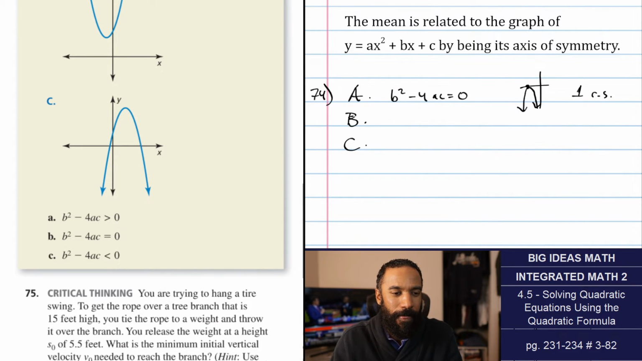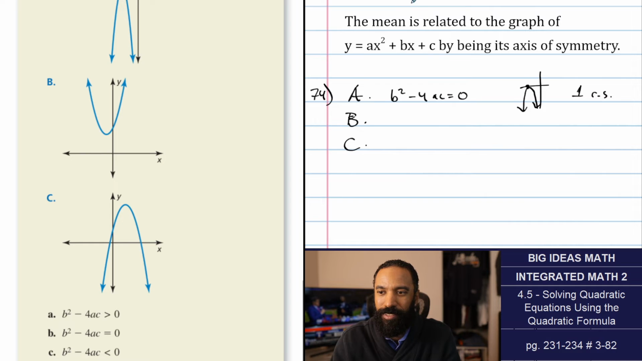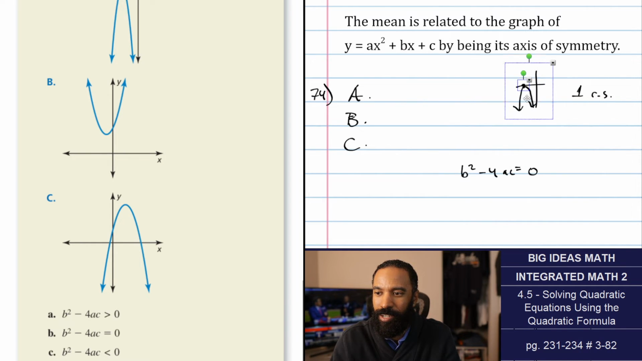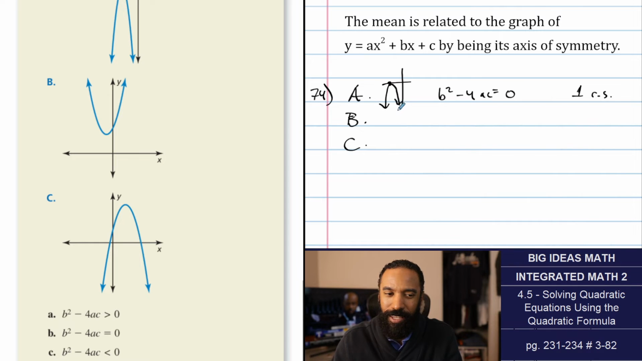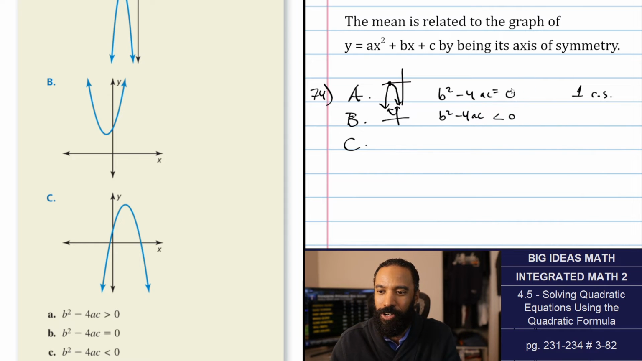Graph B, I have these backwards. I have to put this here, this here. There we go. All right, graph B is this guy above the x-axis, not touching. That's when b squared minus 4ac is less than 0. You have negative numbers because there are no real solutions.